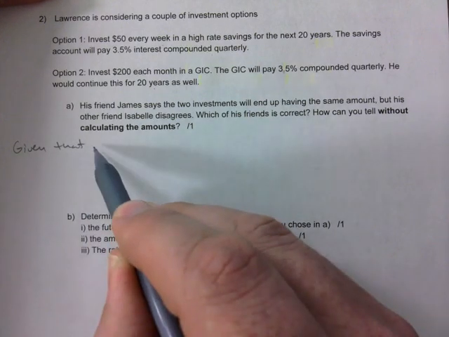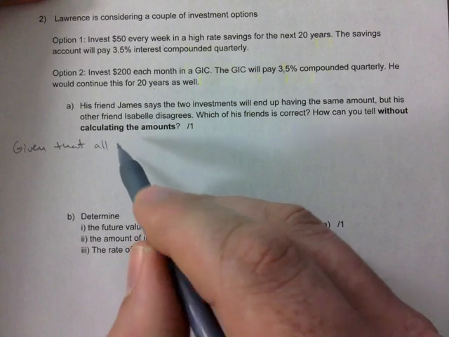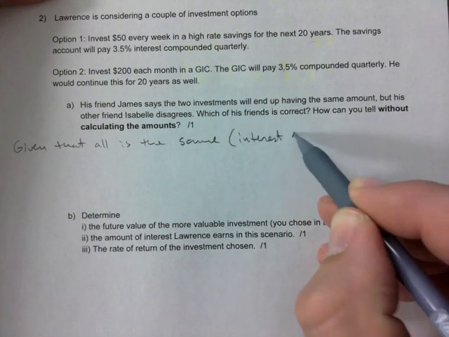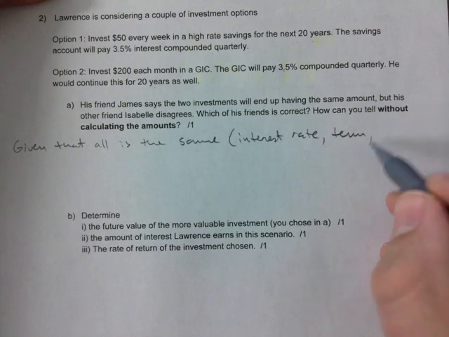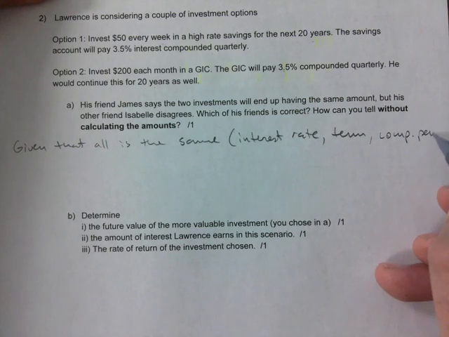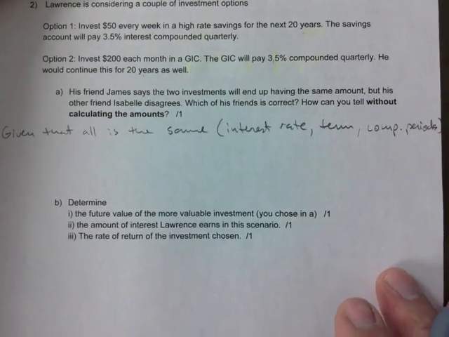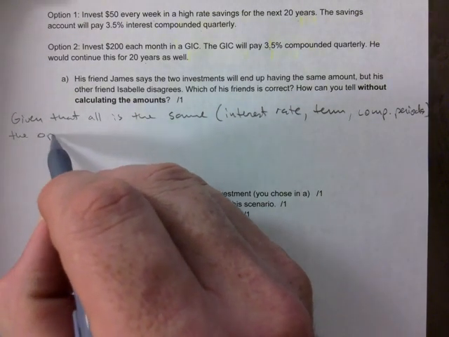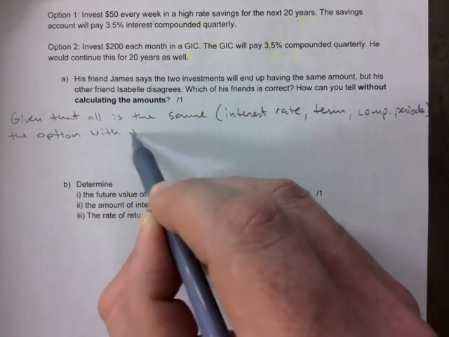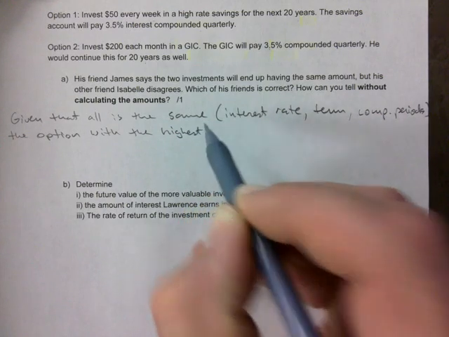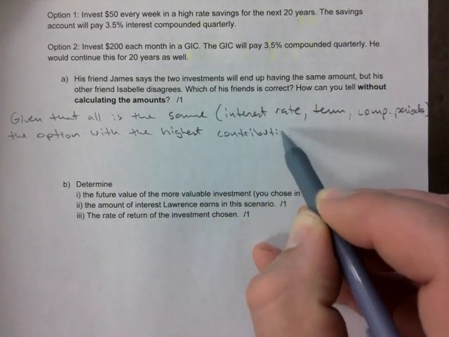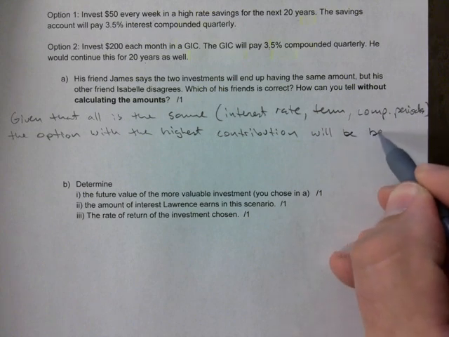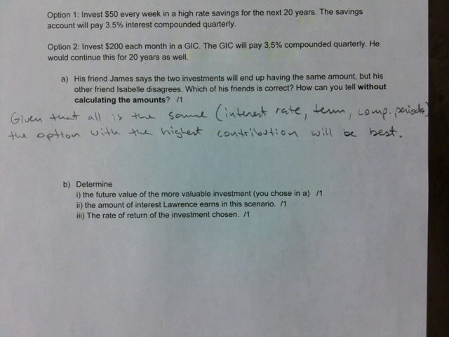So I'll say this: given that all is the same, so interest rate, term, and compounding periods, given that all is the same, the option with the highest contribution will be best. There's a number of ways that you can do this.